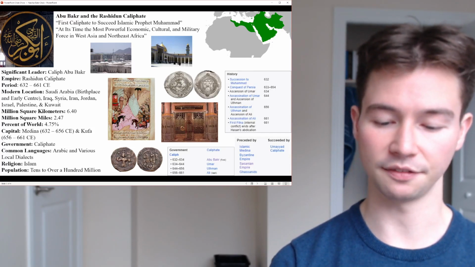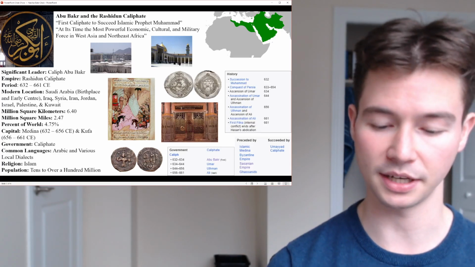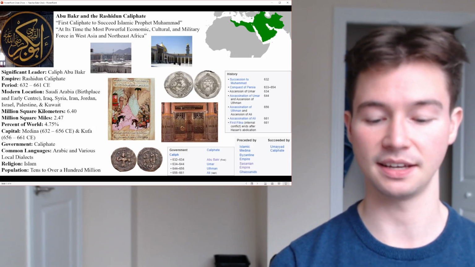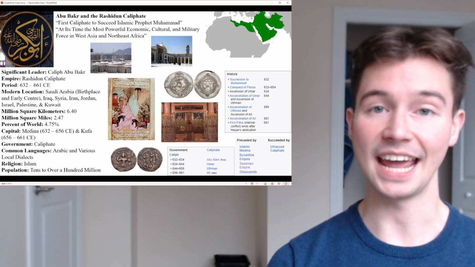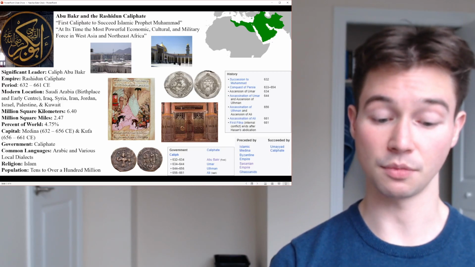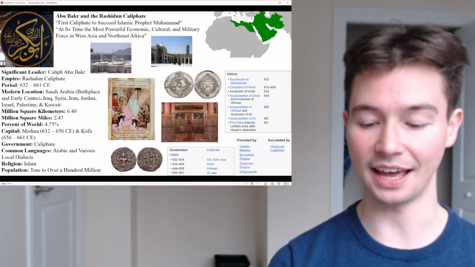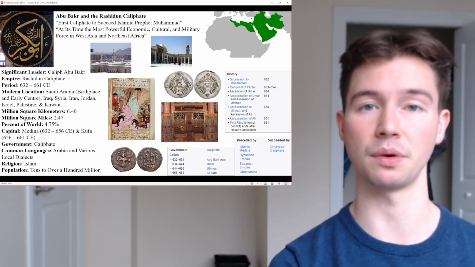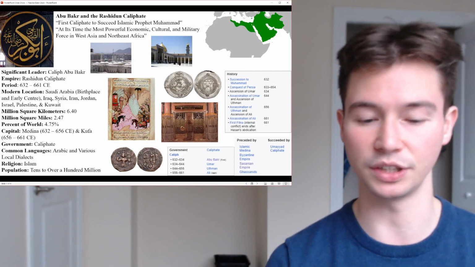So the Rashidun Caliphate, some further background, was the first caliphate to succeed the Islamic prophet Muhammad, as mentioned. It was ruled by the first four successive caliphs of Muhammad after his death in 632 CE, or 11 AH in the Islamic calendar. During its existence, the empire was the most powerful economic, cultural, and military force in West Asia and Northeast Africa. So not only was it absolutely massive, the largest empire we've covered so far, but it was also the most powerful economic, cultural, and military force in its region.